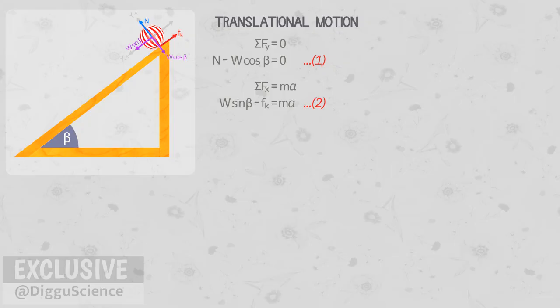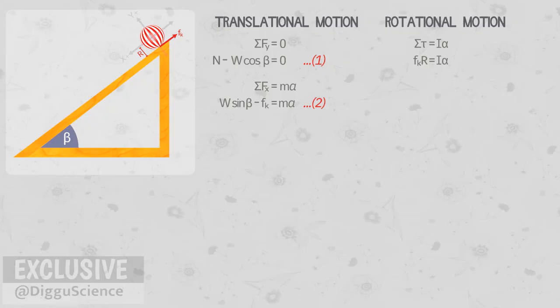Next, we will analyze the rotational motion of the ball. Sigma tau equals I alpha. This is the form of Newton's law for rotating objects. We are already familiar with this from the previous series. As mentioned, the force causing the ball to rotate is simply Fk. The moment arm of that force is r. Fk r equals I alpha.